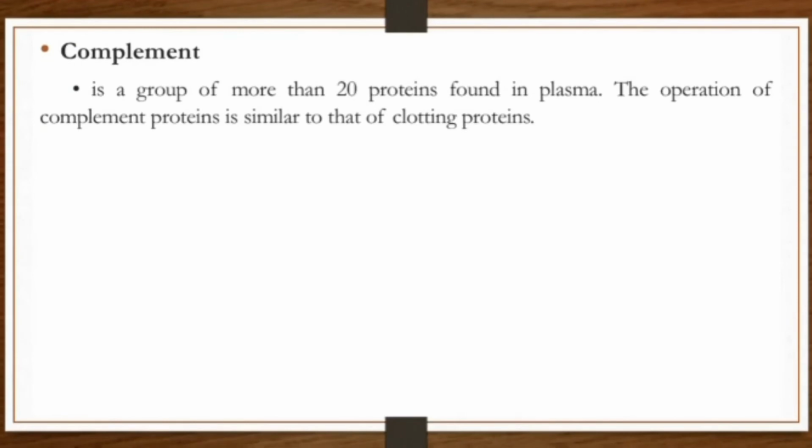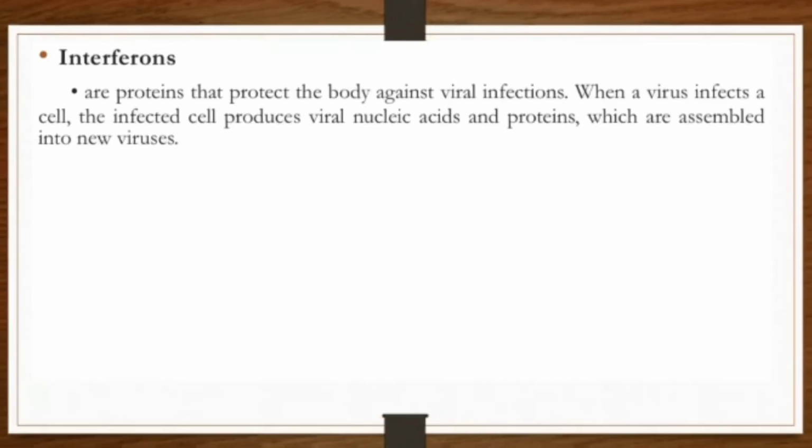Complement is a group of more than 20 proteins found in plasma. The operation of complement proteins is similar to that of clotting proteins. Normally, complement proteins circulate in the blood in an inactive form. Complement proteins can be activated by combining with foreign substances, such as parts of a bacterial cell, or by combining with antibodies.